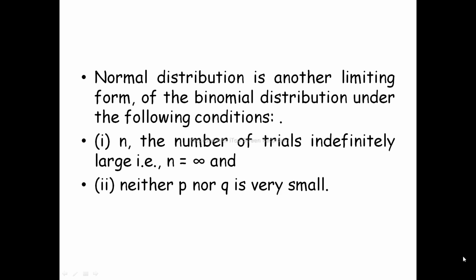Next, normal distribution is another limiting form of the binomial distribution after Poisson's distribution, and it has the same two conditions as that of the Poisson's distribution. Over here n, which is the number of trials, is indefinitely large, almost equal to infinity, and neither p nor q is very small.